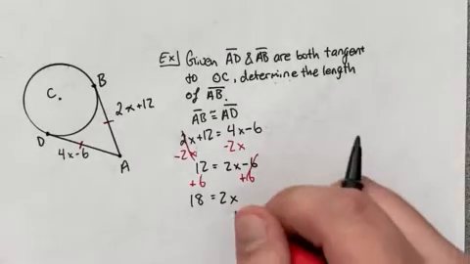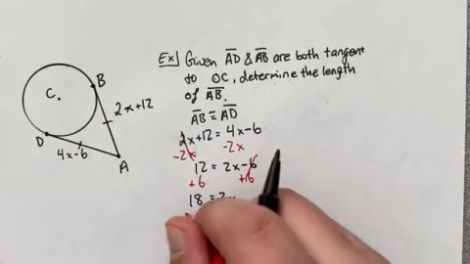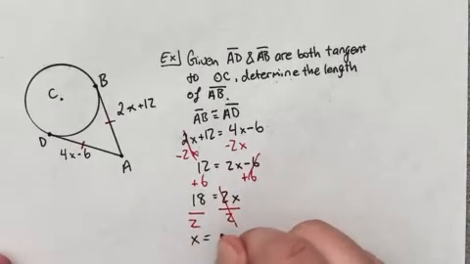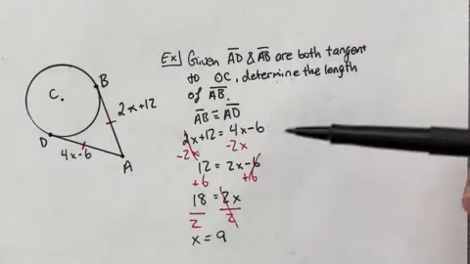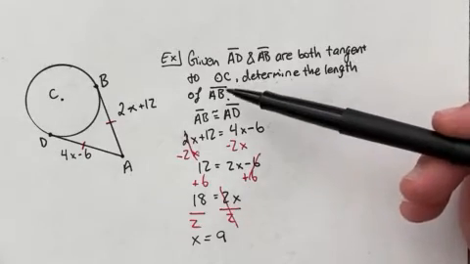And the last thing that I need to do is get rid of this times 2. So I'm going to divide both sides by 2. Those cancel. I'm left with x equals 9. Now, here's where we have to be careful. The problem didn't ask us what the value of x was. It asked us how long this line AB was.